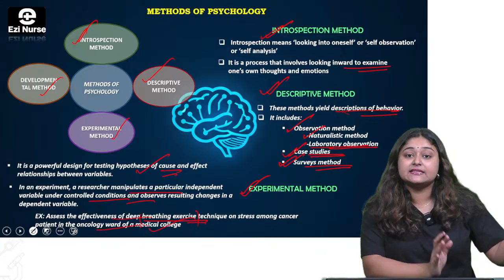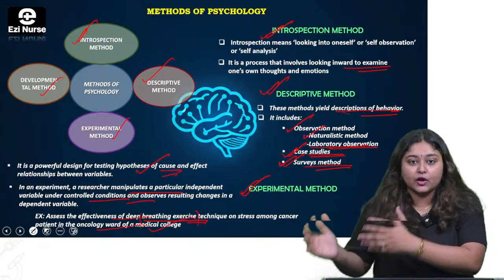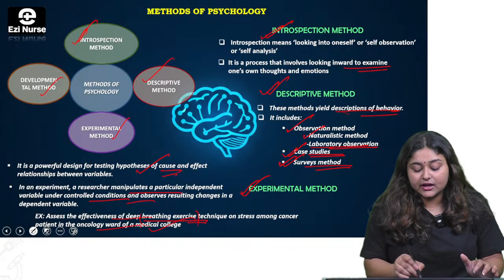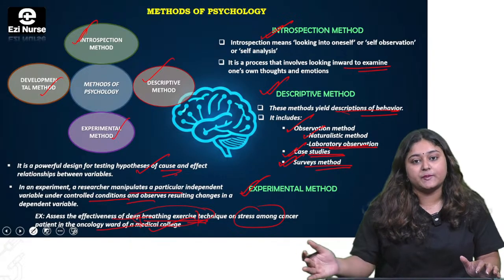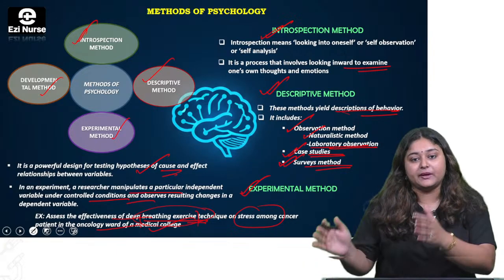Okay, so that is the dependent as well as independent variable, and it's mainly applied on the cancer patient. So if they are doing deep breathing exercise during the stress situation, what will happen? Stress will decrease for those particular patients. Okay, so that's why these are called independent and dependent variable.